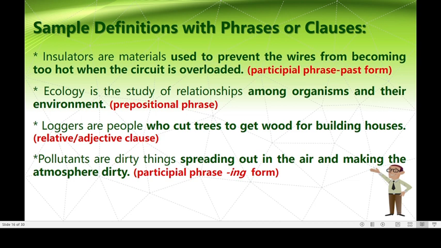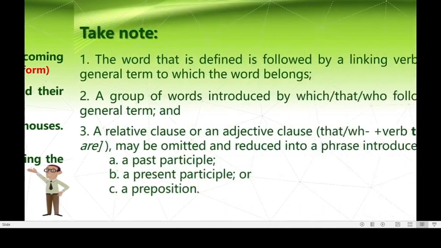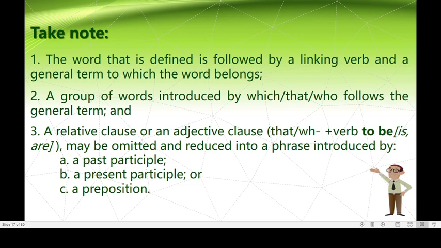And last, pollutants are dirty things spreading out in the air and making the atmosphere dirty. This is an example of a participial phrase in -ing form. We have to take note that the word that is defined is followed by a linking verb and a general term to which the word belongs.